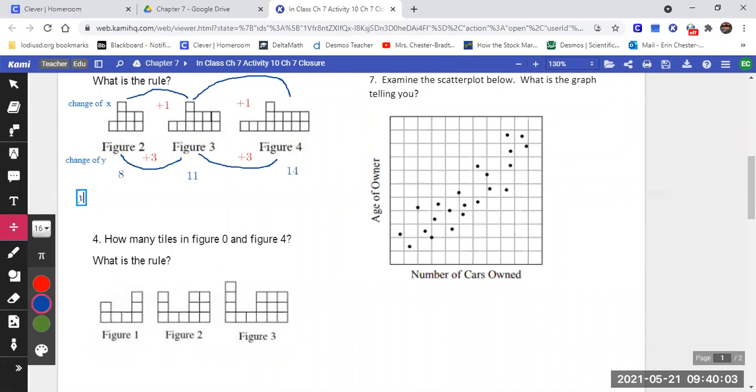Yes, y equals mx plus b is our format. Now, we found some information to get us the m, right? We could solve the m right now. Our m would be what over what? How do we find m?